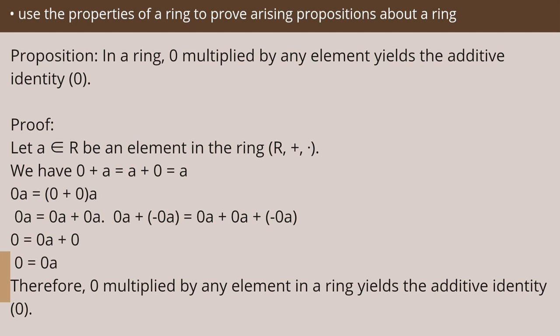By adding the additive inverse of 0a to both sides, we get 0a plus negative 0a is equal to (0a plus 0a) plus negative 0a. Simplifying further, we have 0 is equal to 0a plus 0. By the properties of the additive identity, we can conclude that 0 is equal to 0a. Therefore, 0 multiplied by any element in a ring yields the additive identity 0.